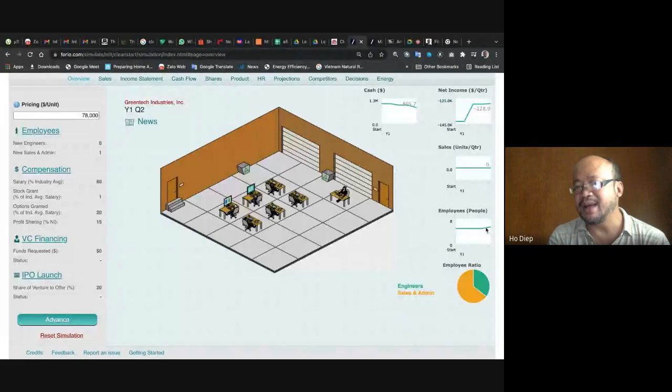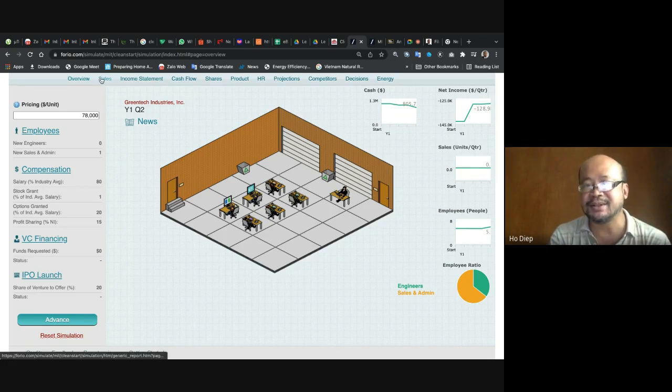And not only that, we have increased by 1 employee. So the number of employees has ticked up by one person. You can see here, there are 6 employees. There's you, there's me sitting in the corner, 4 admin staff and sales staff, and 2 engineers.